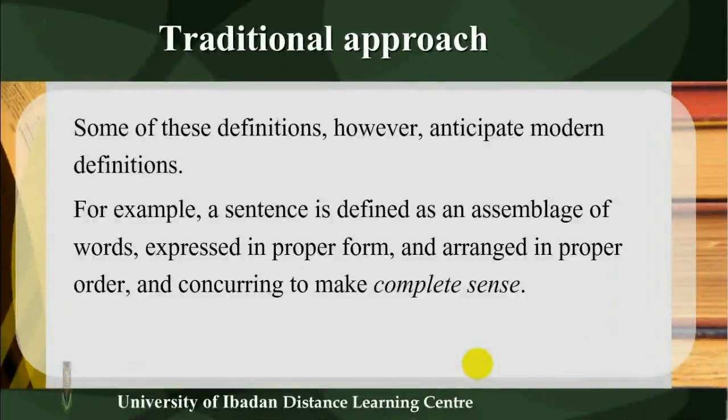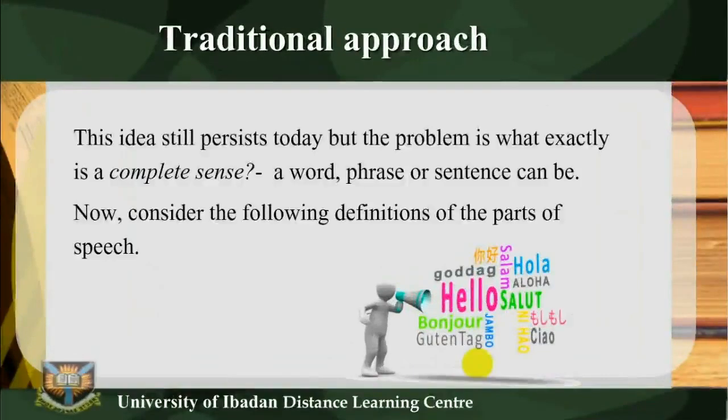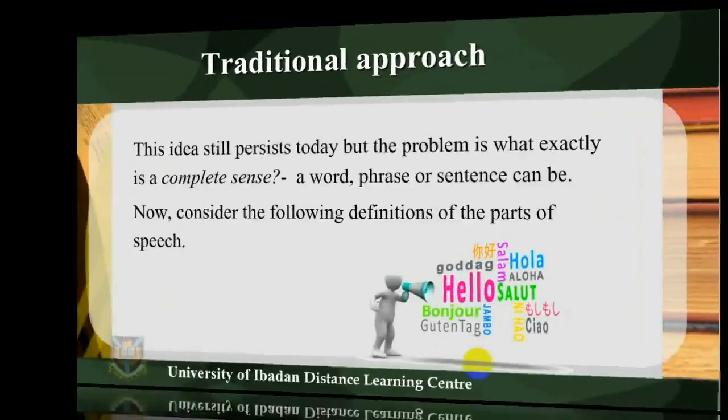For example, a sentence is defined as an assemblage of words expressed in proper form and arranged in proper order and concurring to make complete sense. This idea still persists today, but the problem is, what exactly is a complete sense? A word, phrase, or sentence can be. Now, consider the following definitions of the parts of speech.